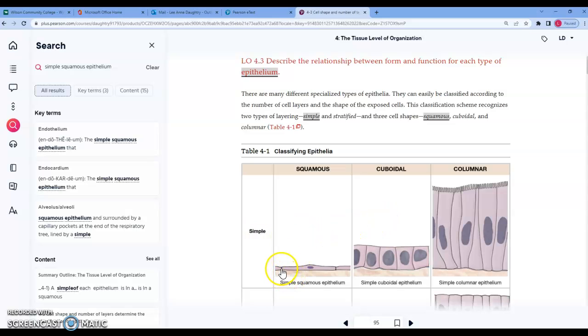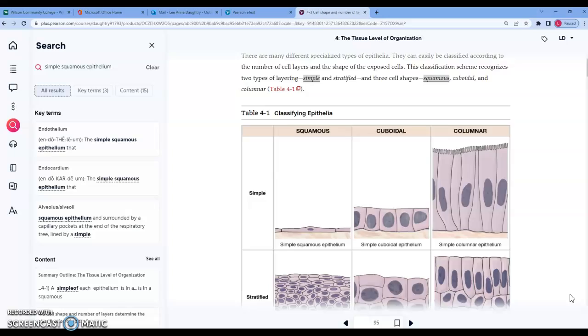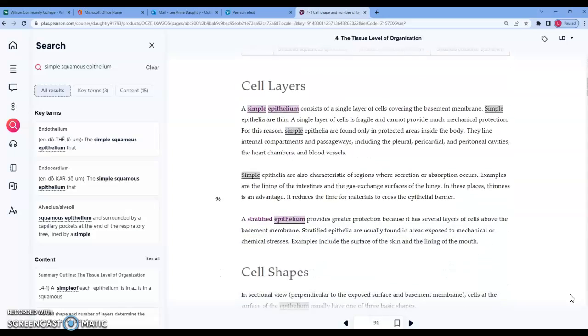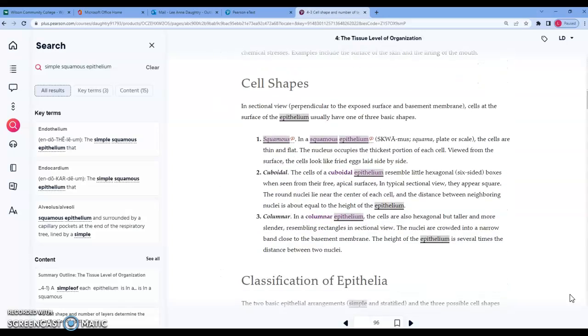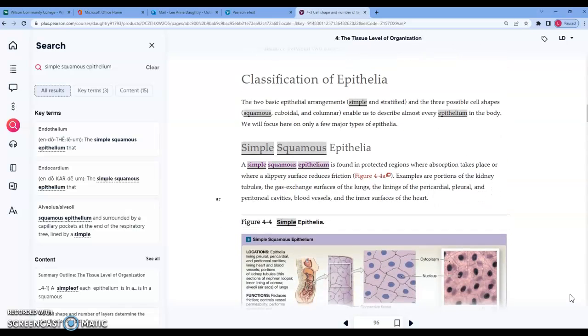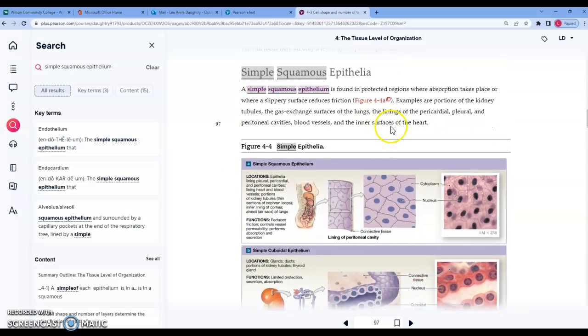Okay, so simple squamous epithelium, we see a picture of it. It's a single layer of flat cells. So that's one thing. And then, okay, so here we go. Simple squamous epithelium is found in protected regions where absorption takes place. Perfect, you got that, all right?